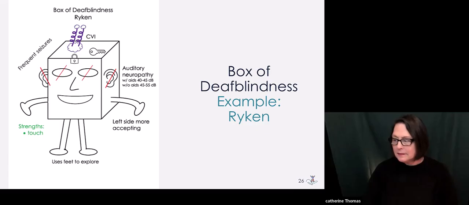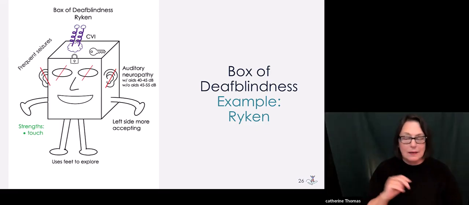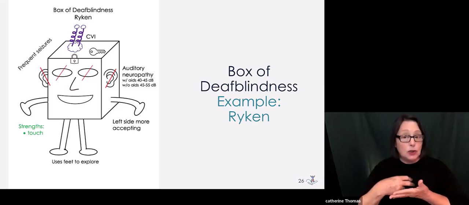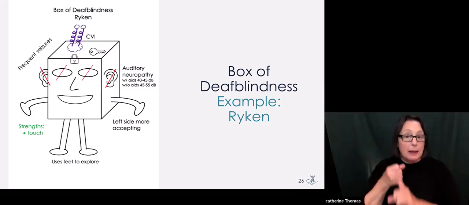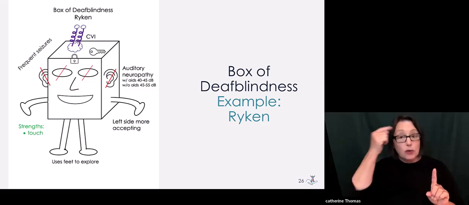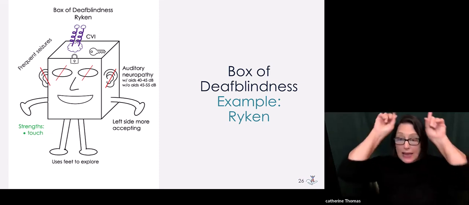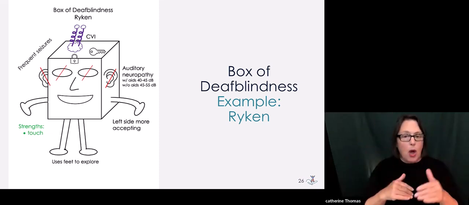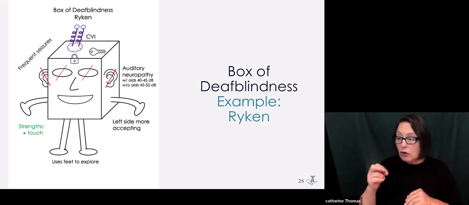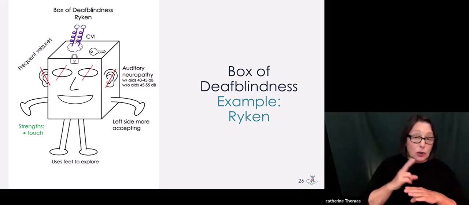Here's a box of deafblindness for another student, Riken, with a note that he has frequent seizures. So people are going to need to be aware of that. That's going to impact his sensory use. He has cerebral visual impairment, and so again, they've drawn the little antennae on top of the box. He has auditory neuropathy, and there are notes there about where his hearing is when he has his hearing aids in and when he doesn't.